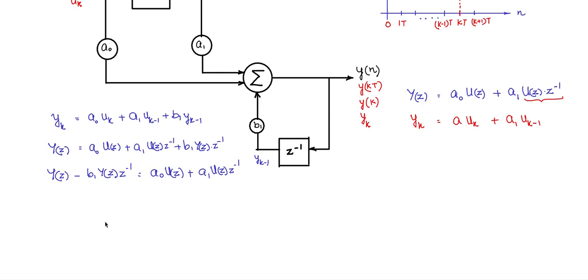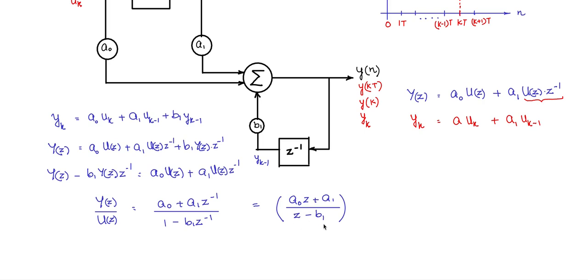So now I can get the transfer function Y(z) by U(z), which is equal to a naught plus a1 z to the power of minus 1 divided by 1 minus b1 z to the power of minus 1. You can take out the z terms common and express it in pole zero fashion. So if I take out z to the power of minus 1, a naught into z plus a1 divided by z minus b1. So this is in the pole zero form.